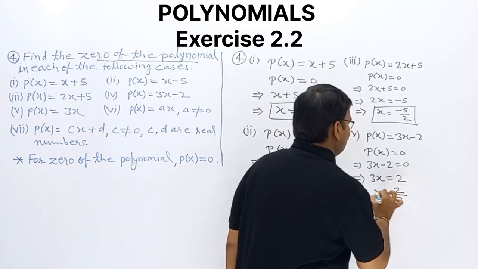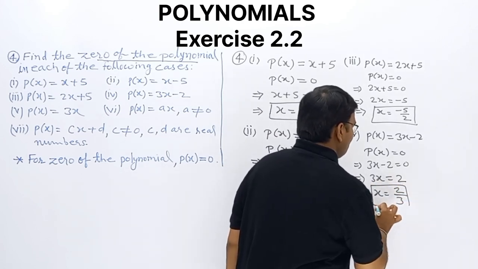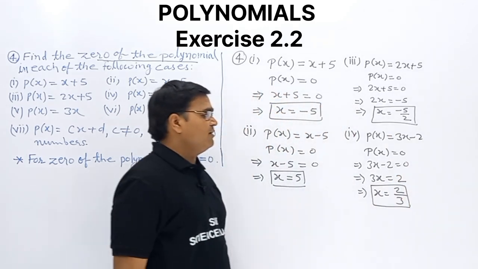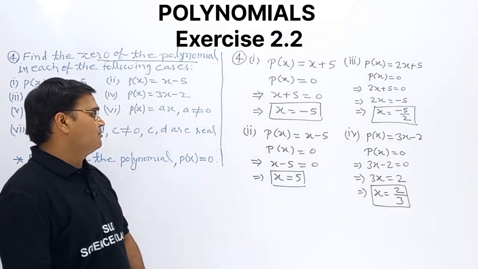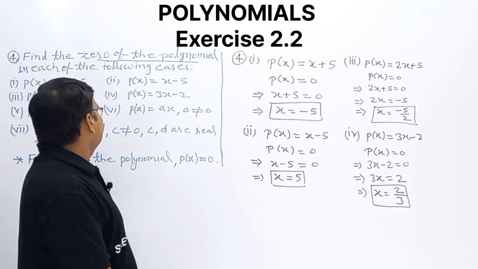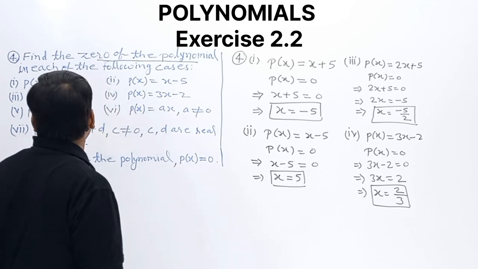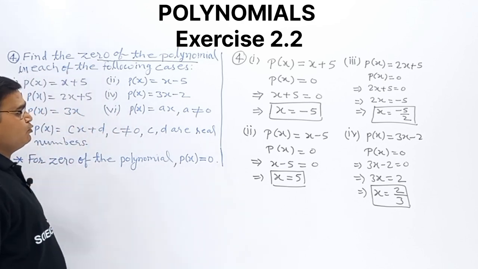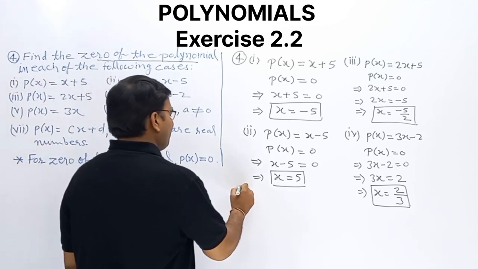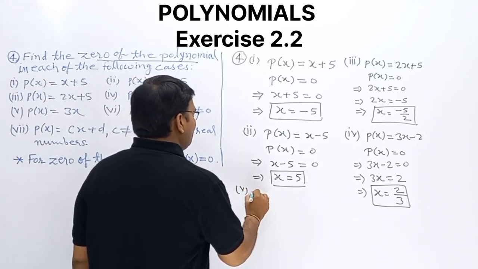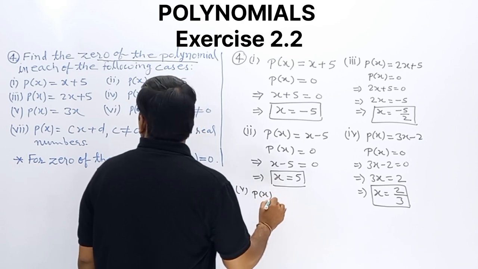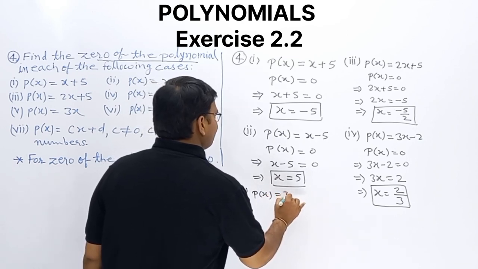2 upon 3. This is what? 0 of this polynomial. Clear? Now next question. What about the next one? Question number 5. P of x equal to 3x.